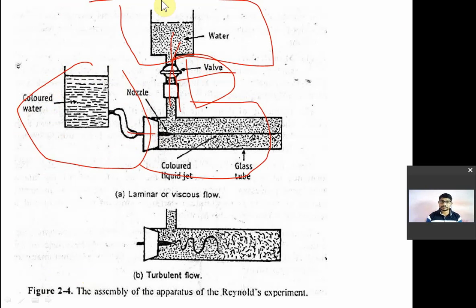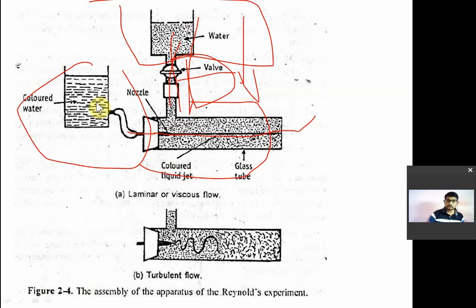Now suppose that your water is flowing slowly, means your water is having less velocity. Water is flowing slowly, and this colored solution is also introduced. When the flow of water is low or the velocity of water is less, at that time you will observe a thin line, a stream of this colored solution, when there is a low velocity of water.